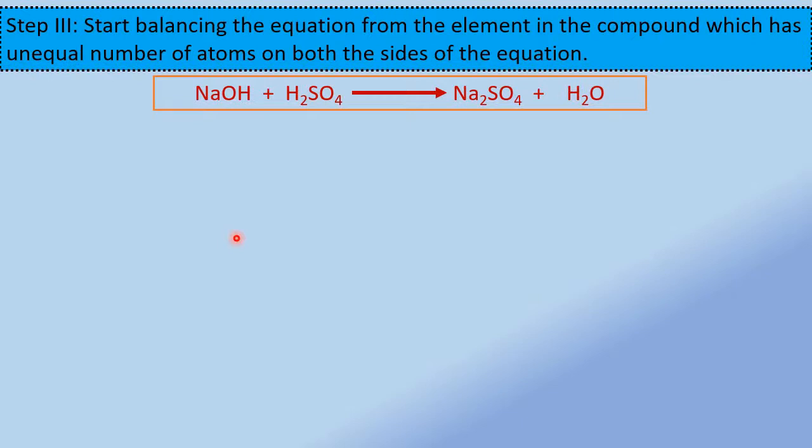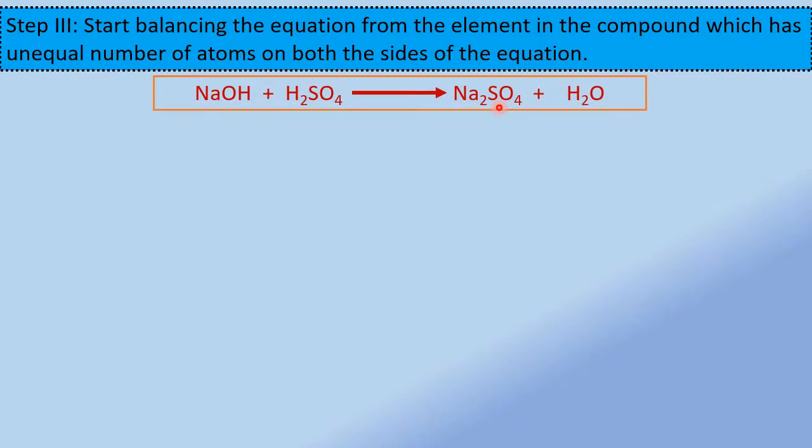Now, here in the equation, there are two components Na2SO4 and H2SO4 which contain the maximum number, that is 7 atoms each. So any one of them can be selected. So let us select the compound Na2SO4.